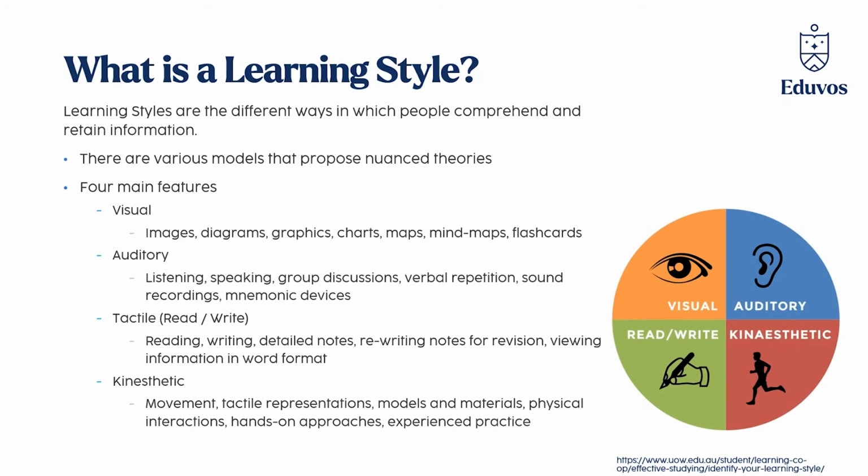Okay, so visual learners are people who can study through images, diagrams, graphics, charts, maps, mind maps, and flashcards. Auditory learners, they listen with their ears. They engage with information through listening, speaking, group discussions, etc. Tactile individuals, they read, they write, they do detailed notes and whatnot. So they want to engage physically with the information, but in terms of reading, writing specifically.